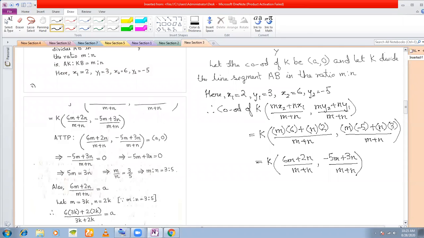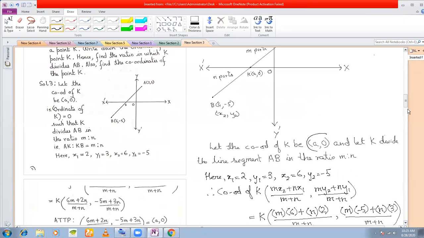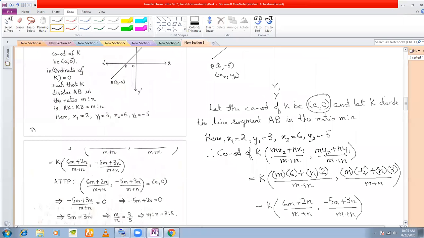So what are the coordinates of K that we got? In terms of m and n, we have got the coordinates of K. Now see here, what are the coordinates of K we have taken here? A, 0. Therefore, 6m plus 2n by m plus n, comma, minus 5m plus 3n by m plus n, which we found in terms of m and n, must be equal to a comma 0.